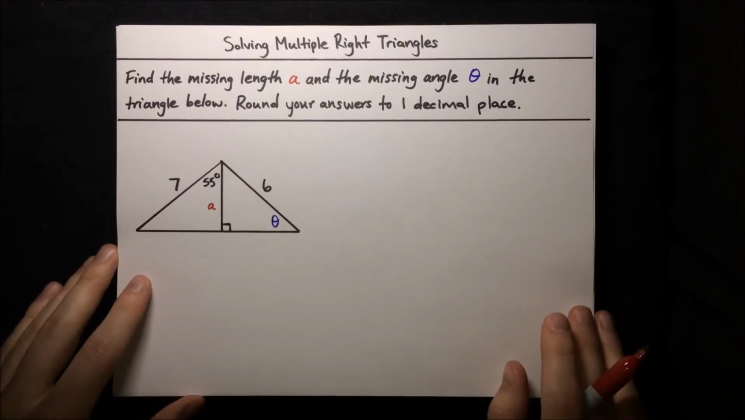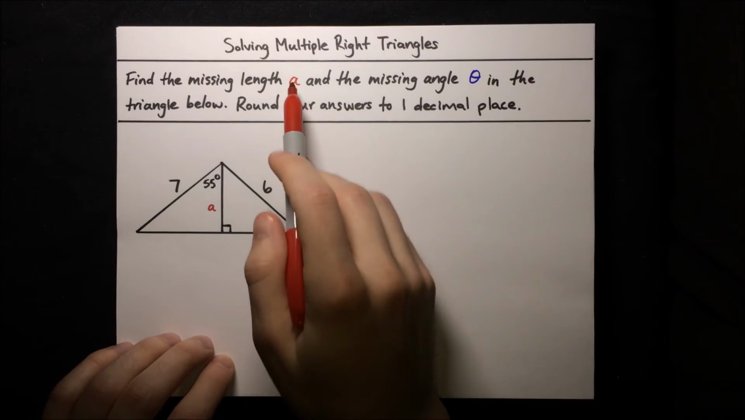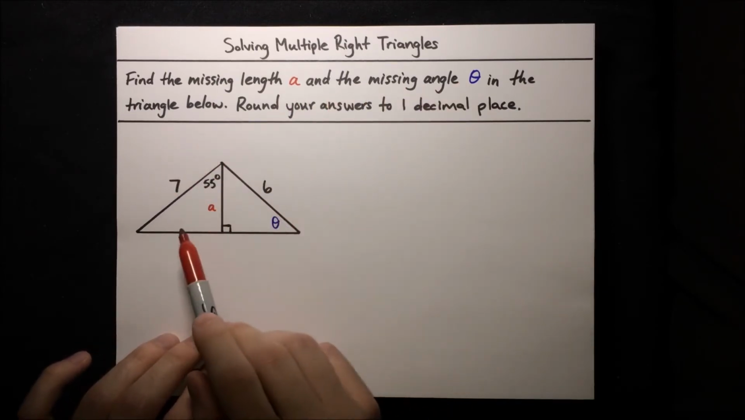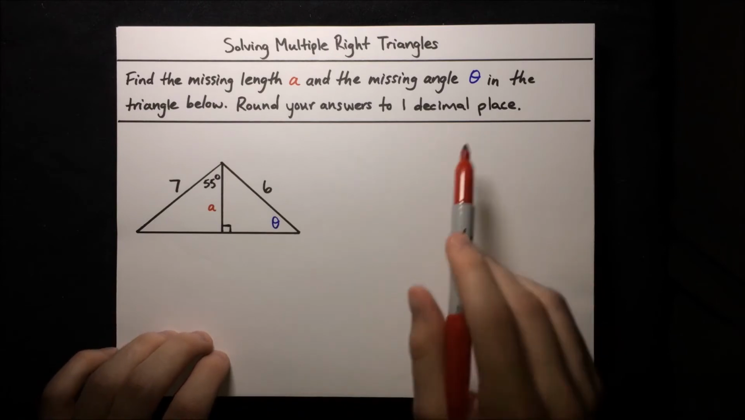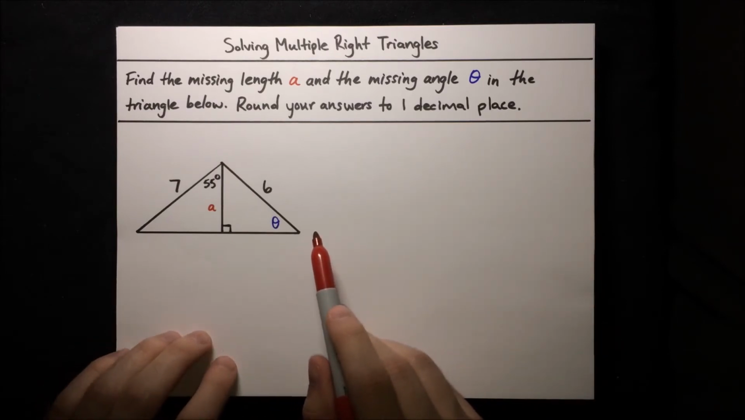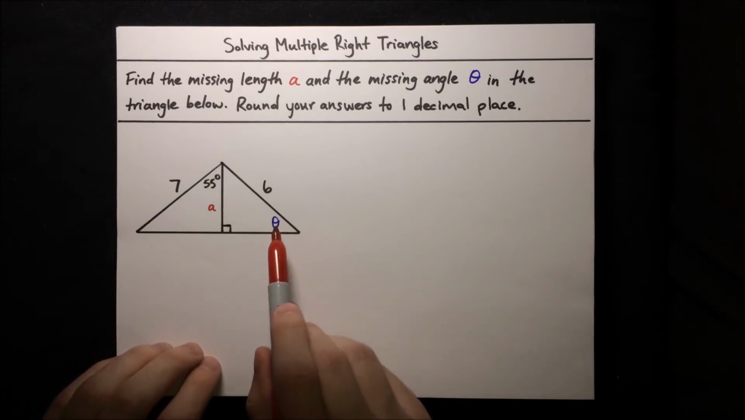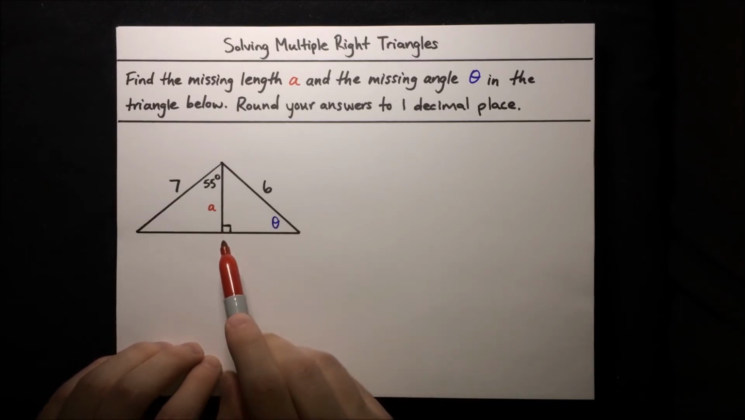Alright, here's another example. We want to find the missing length a and the missing angle theta in this triangle below, and we'll round our answers to one decimal place again. Okay, so this time we're missing a side and an angle, but the general principle is still the same. We want to start off solving in the triangle which we know more information about.